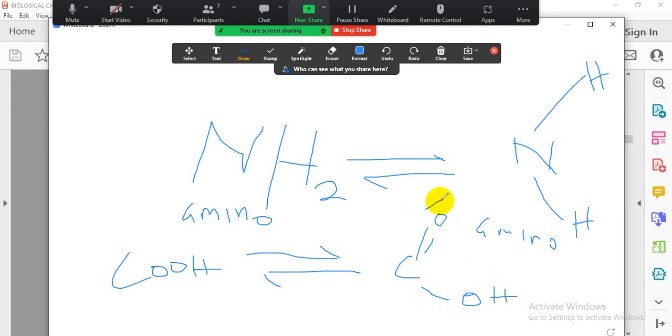So we have something like this. Carboxylic acid group. These are the two main functional groups on an amino acid. So this is the same structure. This one, COOH, is the same as what? C double bond O, minus OH. Do you understand?